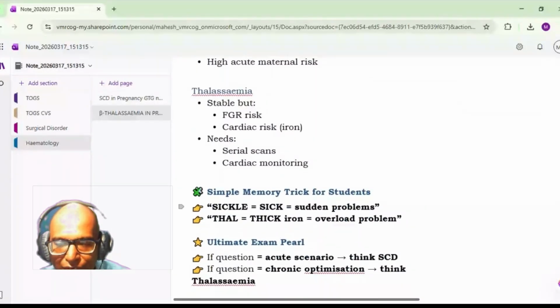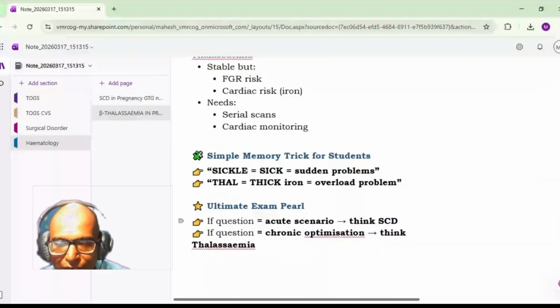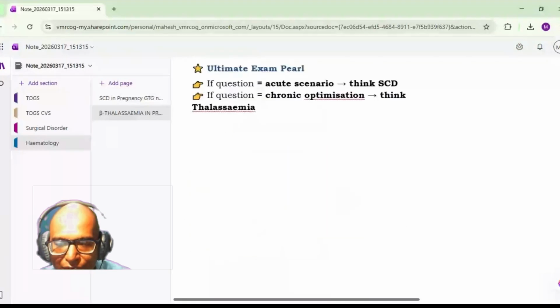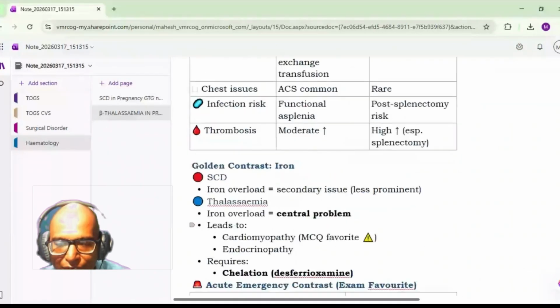So just to remember, in sickle cell anemia there is a sudden problem, while in thalassemia, it is the overload problem. Okay. So if the question is acute scenario, think of sickle cell disease. And if the question is chronic optimization, then think of thalassemia. Okay. So that finishes the topic of thalassemia.